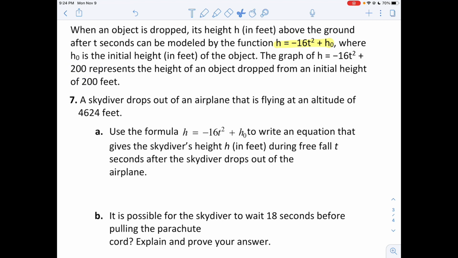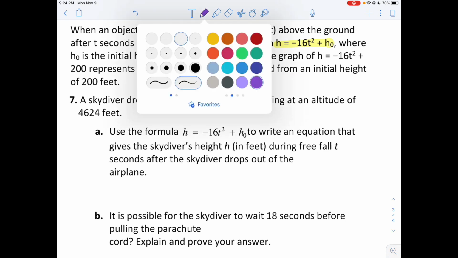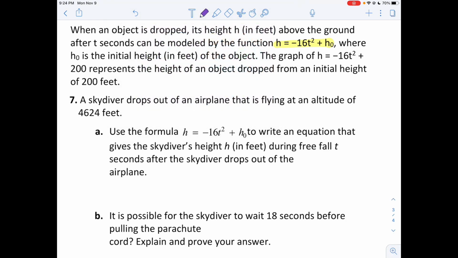So for our problem number 7, we're going to start with a skydiver, and the skydiver is jumping out of an airplane that's flying at an altitude of 4,624 feet. So we want to write the equation in this format, but now we know what our initial height h naught is, so we want to plug that in. And so let's go ahead and write our equation that we will use for this problem. H is equal to negative 16t squared plus 4624.